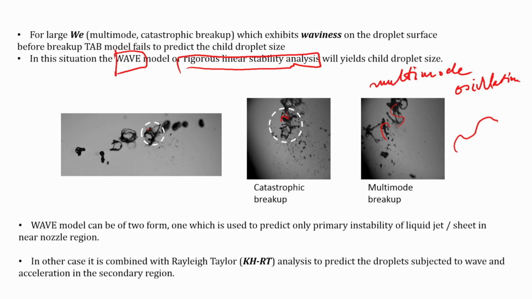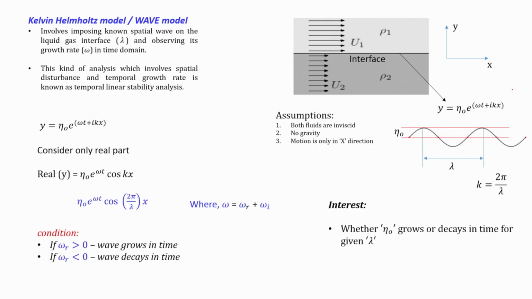So, this is more sophisticated in a way, because it can actually predict multi-mode oscillation on the droplet surface. So, it is very useful in primary breakup as well as in secondary breakup, because the droplets may not break up just by a simple one-dimensional vibration, it is actually multimodal vibration, so to say.